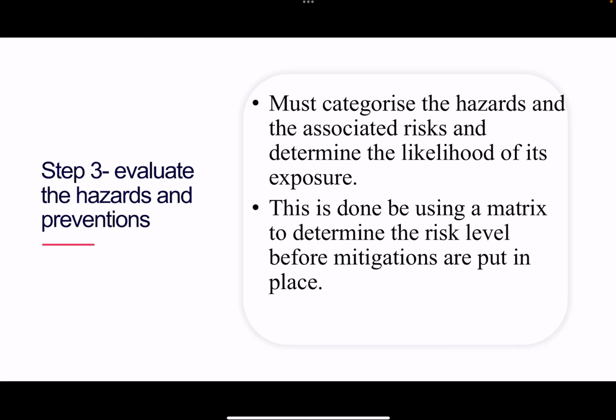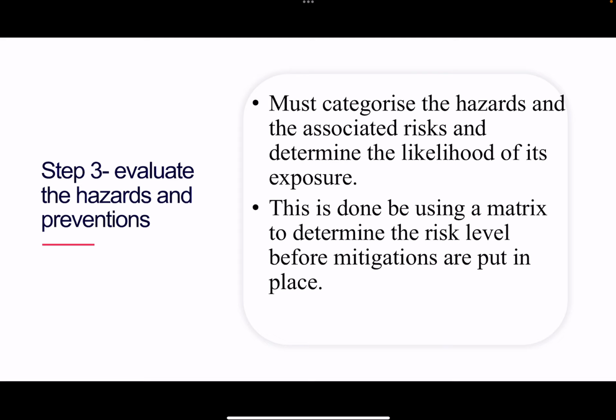Here we must categorize the hazards and associate the risks to determine the likelihood. So you will say working at heights as your hazard on your risk assessment. You will then state all the risks associated to working at heights. They must all be categorized together. Once that is done, you can then determine your likelihood and exposure level. What are the consequences for that specific hazard and associated risk? And the way we go about determining the initial risk level is by looking at a risk matrix.